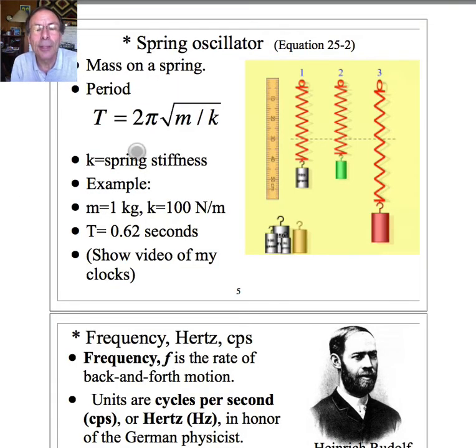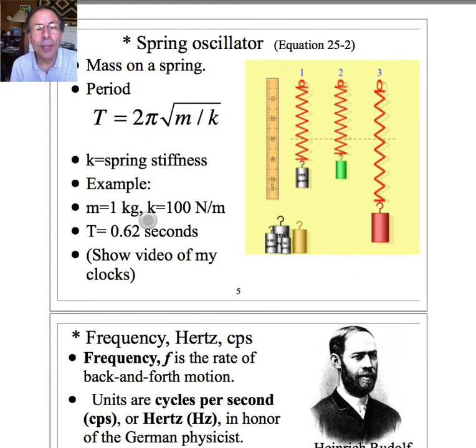So to calculate the period, here is the formula. It's 2 pi times the square root of the mass divided by the spring constant, or sometimes I call it the spring stiffness. Notice that unlike the pendulum case, this formula doesn't involve g. So a spring oscillator doesn't care what planet you're on. It'll always have the same period.